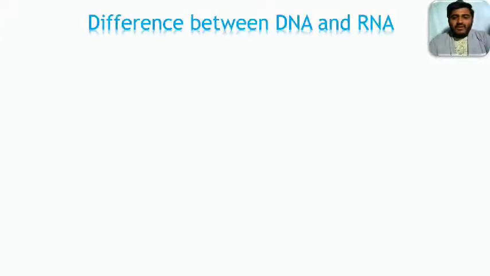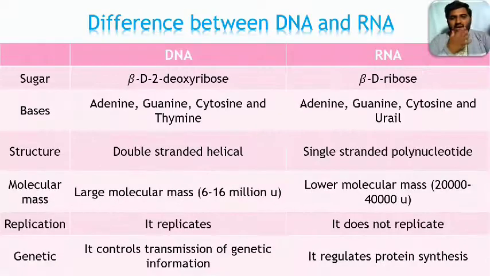Next, we will study the difference between DNA and RNA. So I have just classified the difference between the DNA and RNA. First one, sugar. Sugar, we have already studied. Sugar present in DNA is beta D 2-deoxyribose, but that of RNA is beta D ribose.